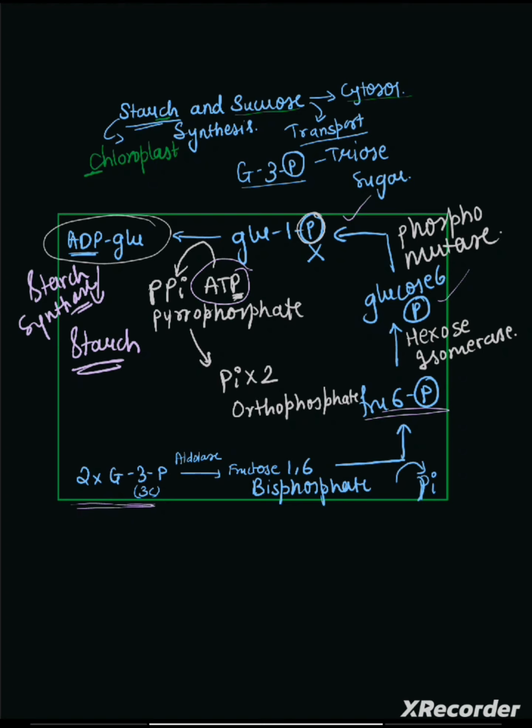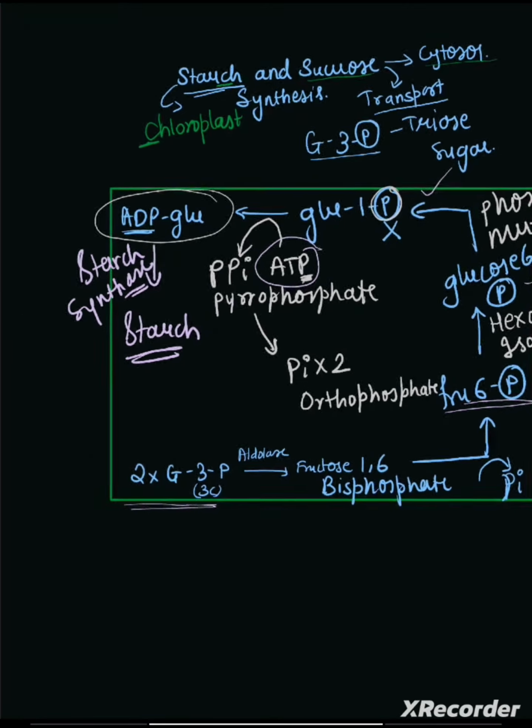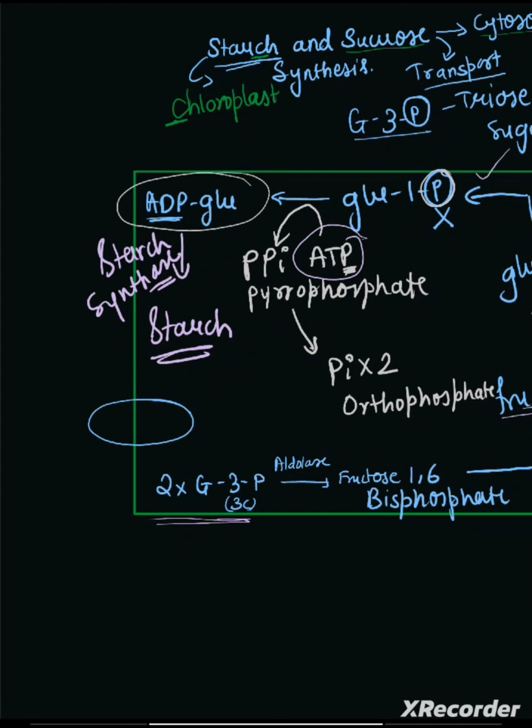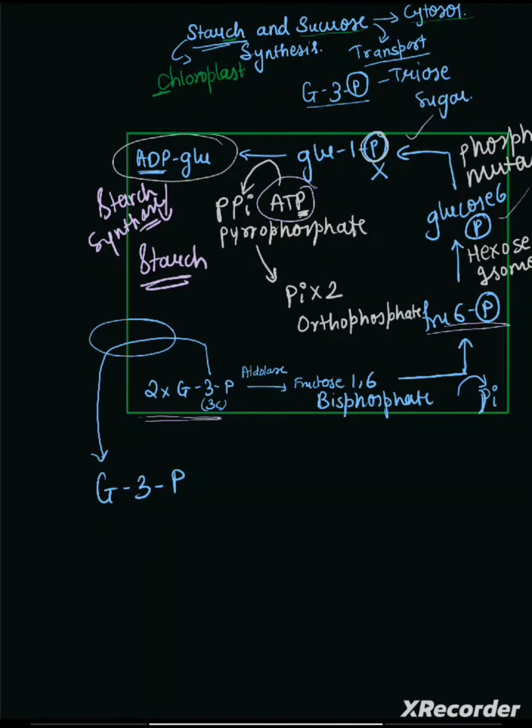Now let's talk about the sucrose synthesis. In the beginning of the sucrose synthesis, there has to be some sort of transporter here. Through this transporter, your glyceraldehyde 3-phosphate, which is getting formed in the chloroplast, will move out. That is your triose sugar there. Now this triose sugar will follow the same path till here.